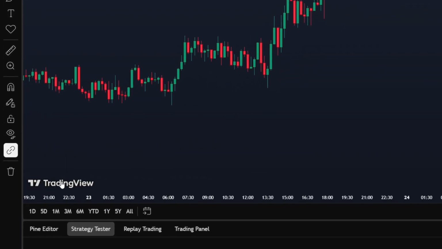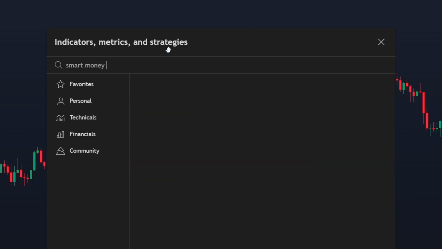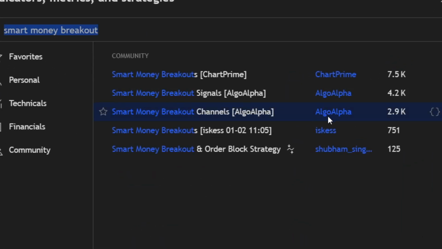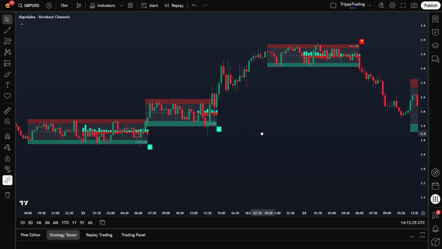So first things first, open up TradingView. Go to the Indicators tab from here. In the search bar, type Smart Money Breakout Channels and select the one published by Algo Alpha. Once you add it to your trading chart, you'll instantly see colored rectangles appear around areas of sideways price movement.